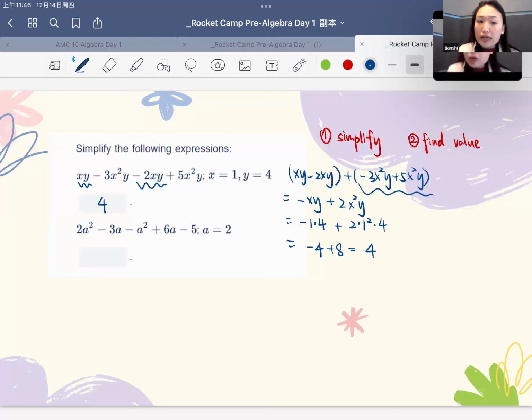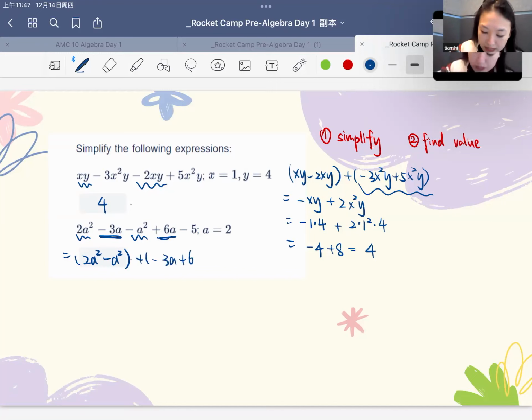And what about the second one? For the second part, we just need to follow the exact same steps. First, simplify, and second, find the value for it. So simplify it, combine the like terms. Here we have two like terms, so we can combine them together. And then like terms again, okay? So negative 3a plus 6a. And then we have a lonely negative 5 here. So after combining them, we can do the calculation. So it's a squared plus 3a and then minus 5.